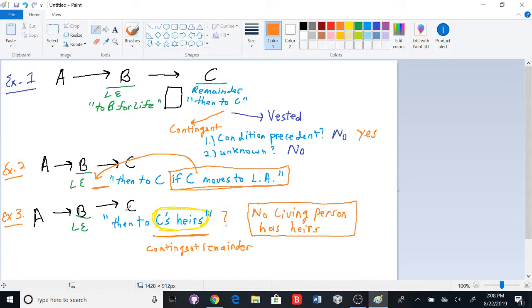And then if you look at example 3, to B for life, then to C's heirs, well, that's unknown. We don't know who those heirs are. C's currently alive. You can't have heirs while you're alive. And so it's unknown, so this is another example of a contingent remainder. We're going to continue to dig a little deeper and talk more about remainders in the next video. So please go ahead and follow the next video in part 3, and we'll look at it a little deeper.